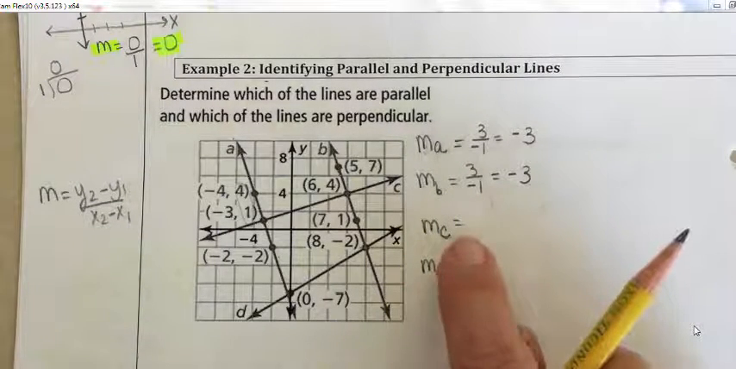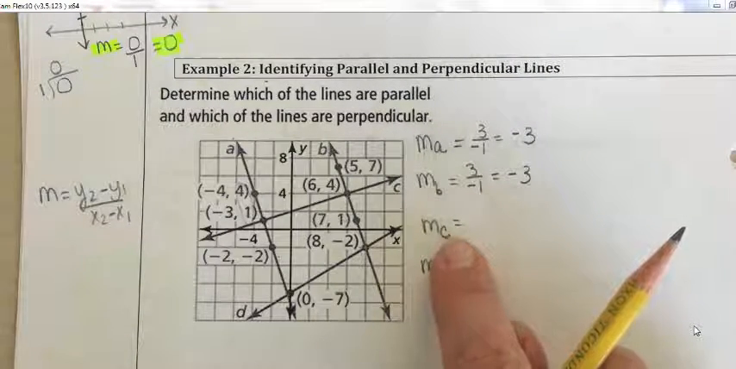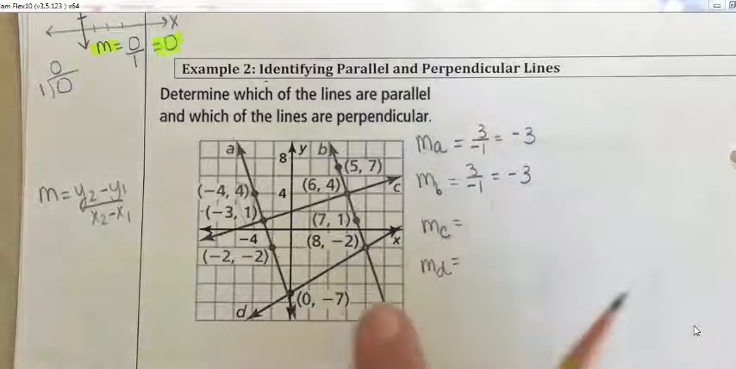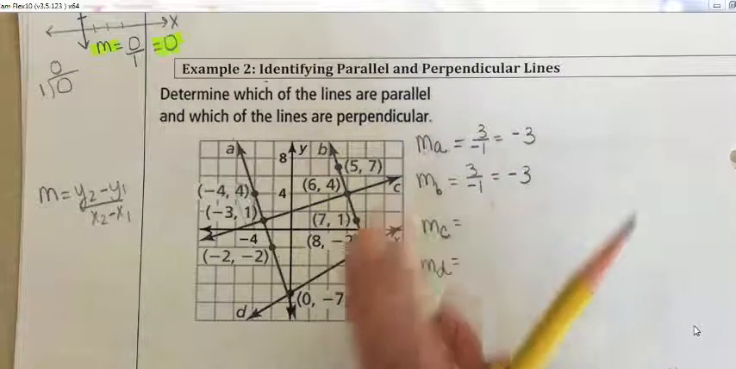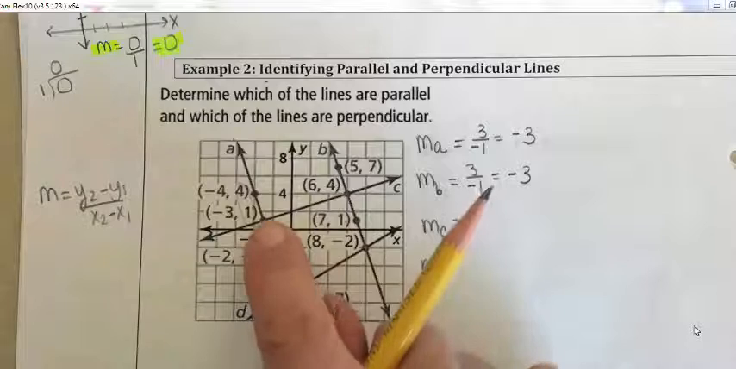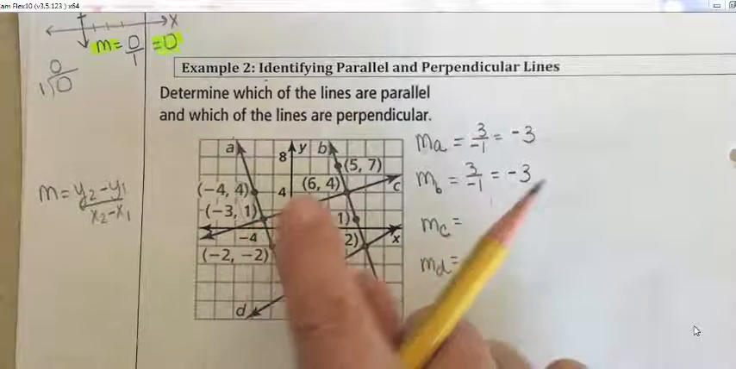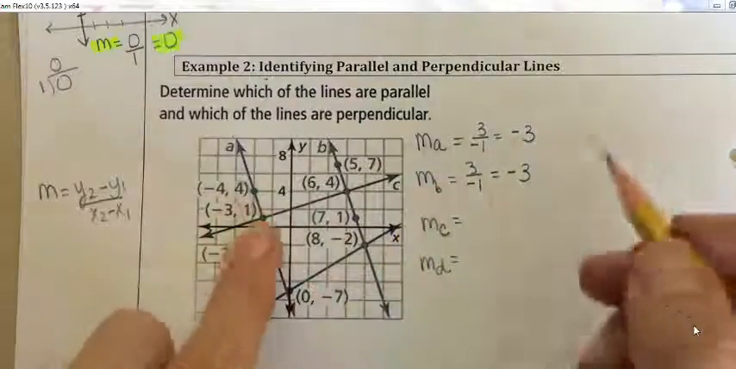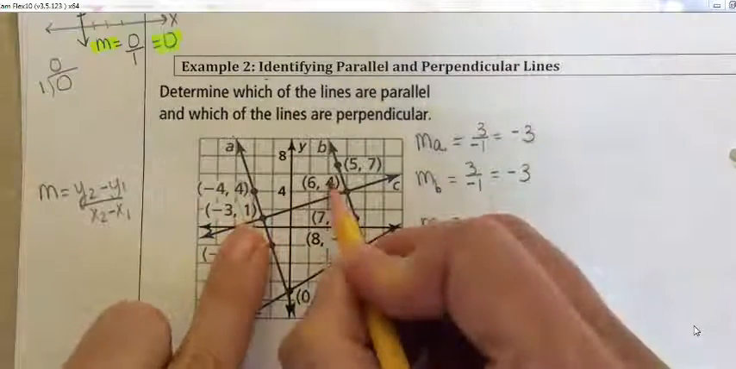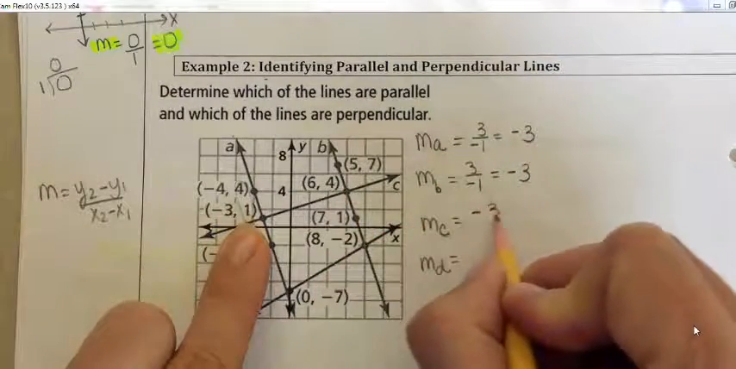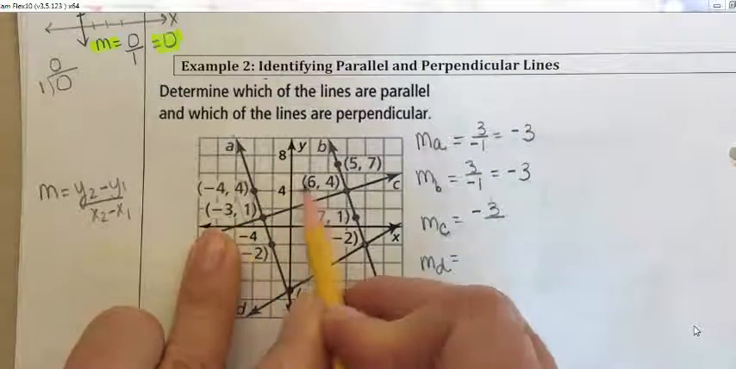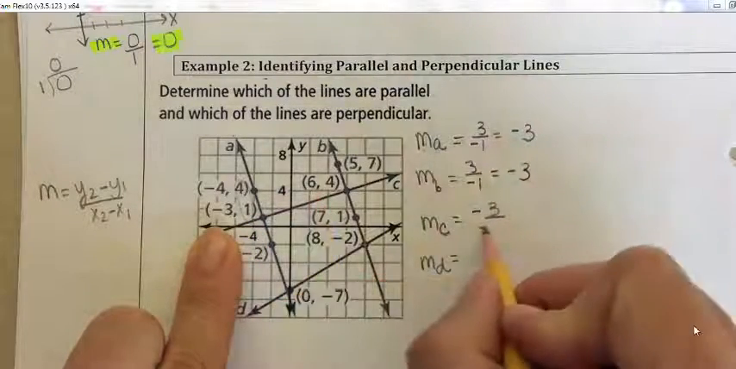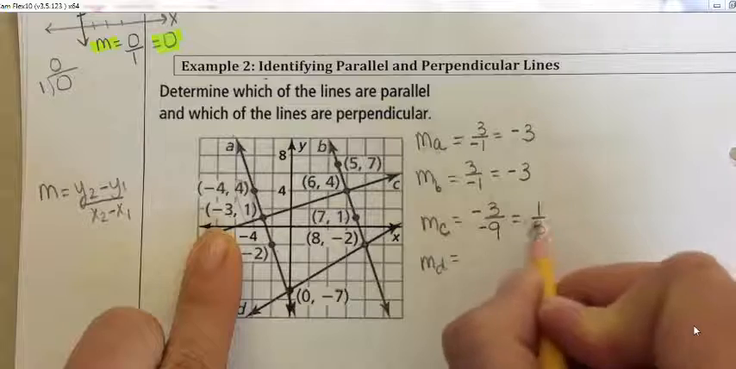All right. Let's see. The slope of line C. So this is line C here. I'm going to choose any 2 points on there. I'm going to do the exact same thing. So I'll subtract the y's and then put it over the subtraction of the x's. So 1 minus 4 is negative 3. And negative 3 minus 6 is negative 9. That gives me a positive 1/3.